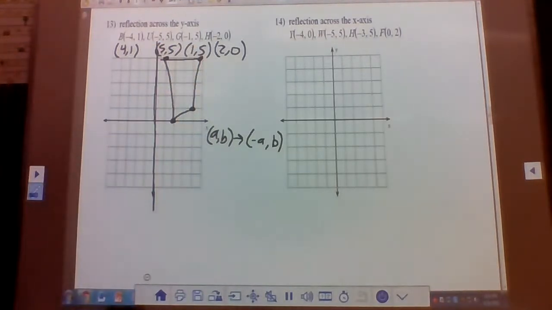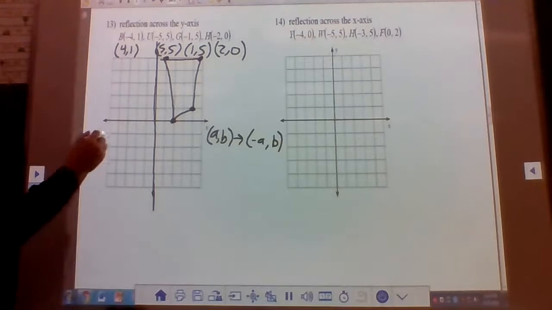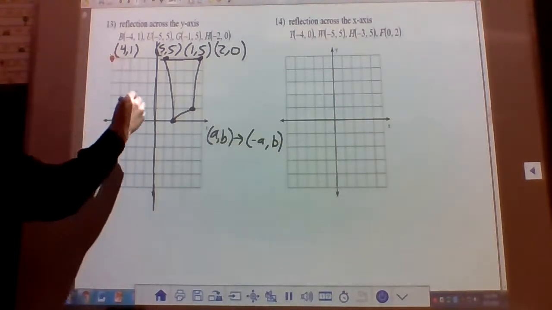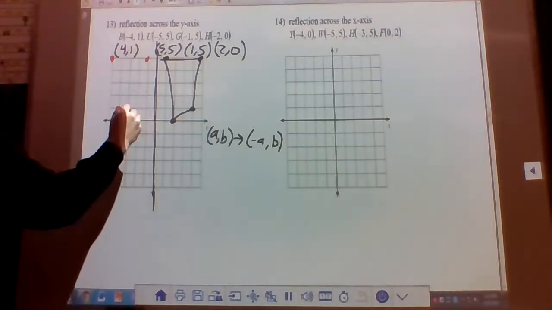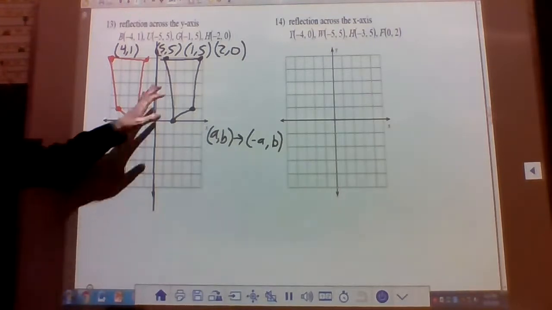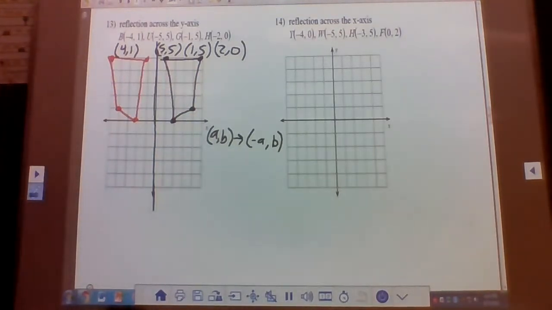Okay. Now if we wanted to do our original, our original is (-4, 1), (-5, 5), (-1, 5), (-2, 0). Okay, we didn't need to draw the original, we just needed to draw the new one. This is the new one. Okay, that's our reflection.